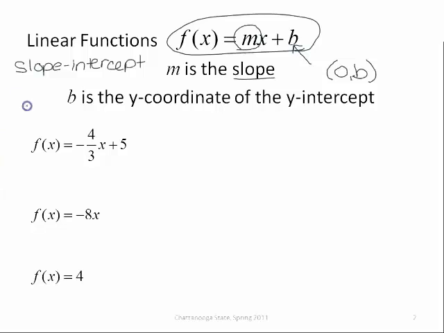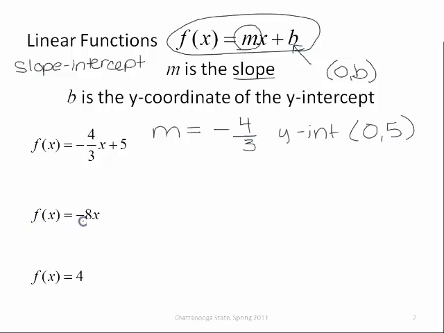Well, here I have some linear equations. The first one is f of x equals negative 4/3 x plus 5. Just from looking at this equation, I know that the slope of this line is negative 4/3. And I know my y-intercept is the point 0, 5, which means it's going to cross the y-axis at y equals 5.